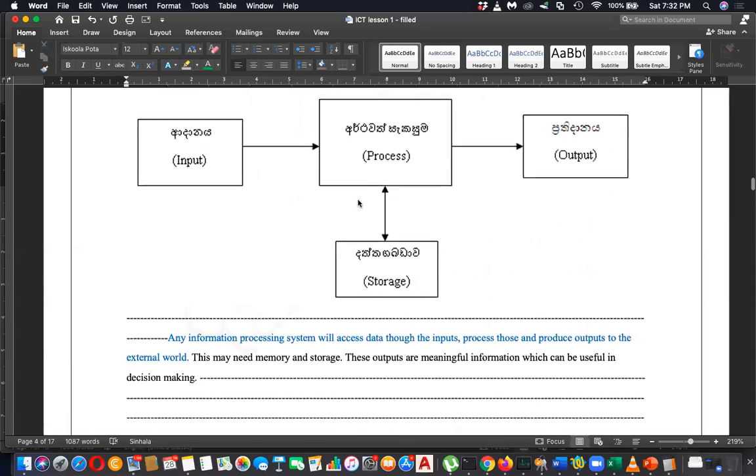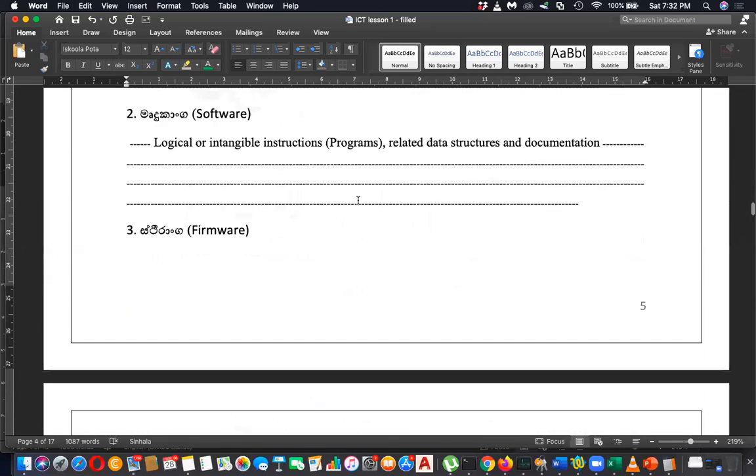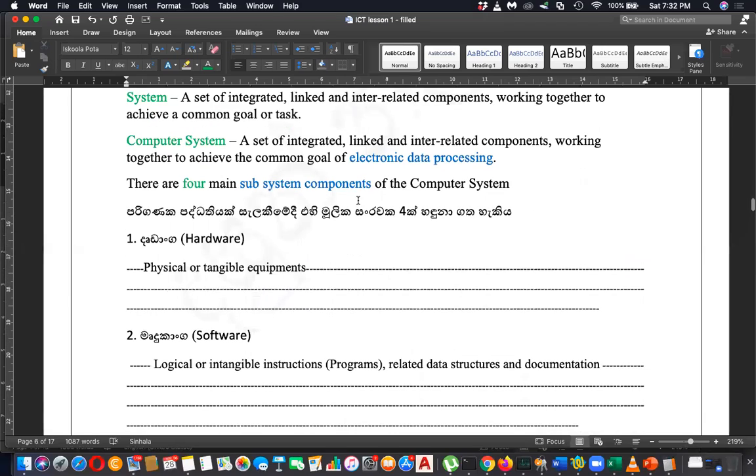Then we came to 1.4 and then now we are here.